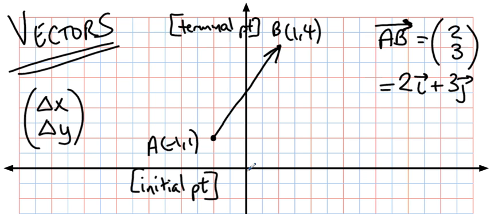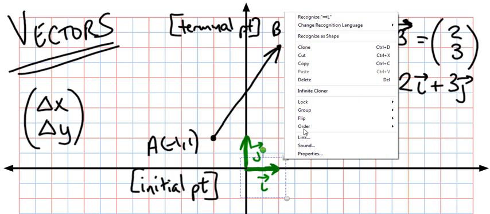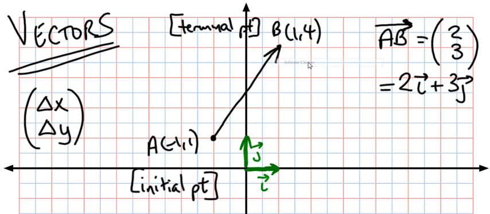I and j: i is a vector that points in the direction of the positive x-axis and has length 1. j is a vector that points in the direction of the positive y-axis and has length 1. So if I were to take two of these and then three of these and lay them tail to head, tail to head, I would do the same thing as if I started at A and, as the crow flies, went to B.